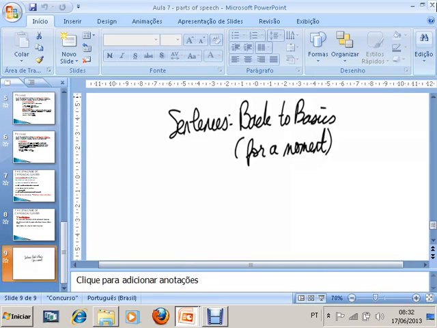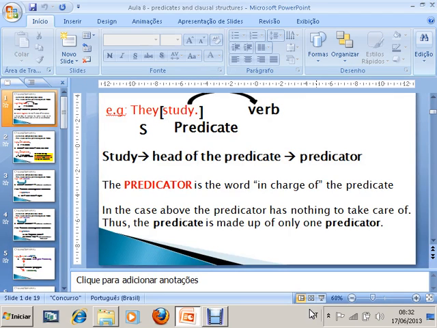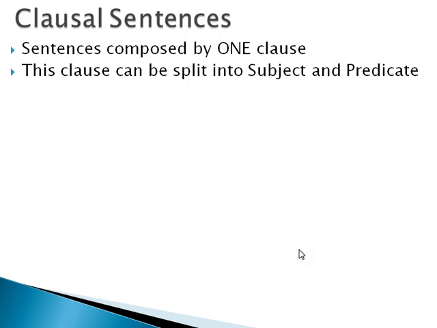So we are now starting talking about the subject, in clausal sentences, in sentences composed by only one clause. This clause can be split into subject and predicate as we saw. So let's take the case they study. Very easy. Just like the video. They study. We have to split it first of all into subject and predicate. We have study as the predicate, and they as the subject.